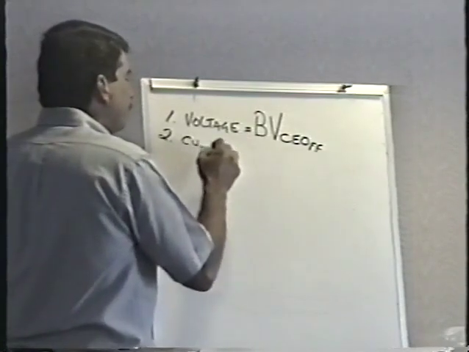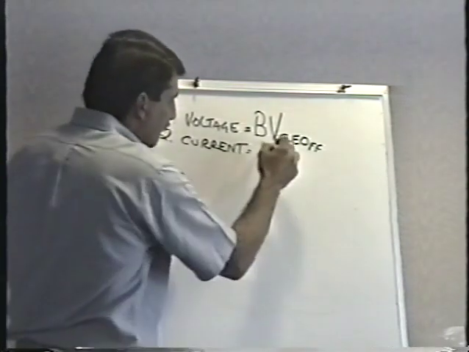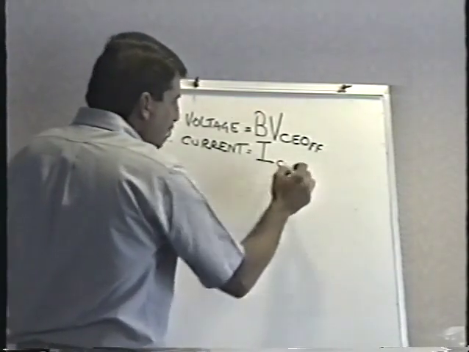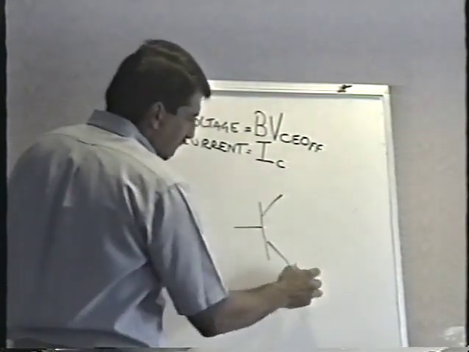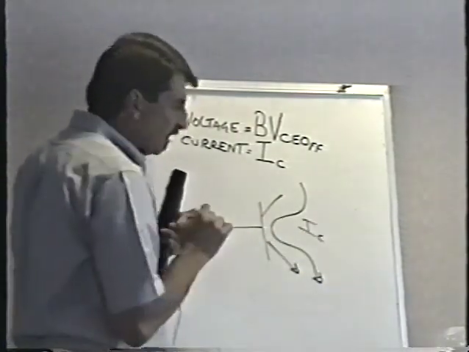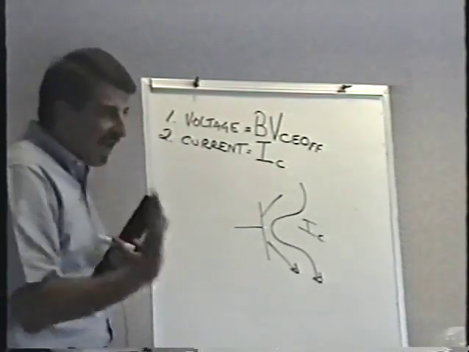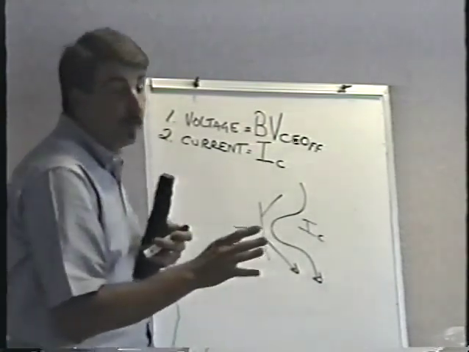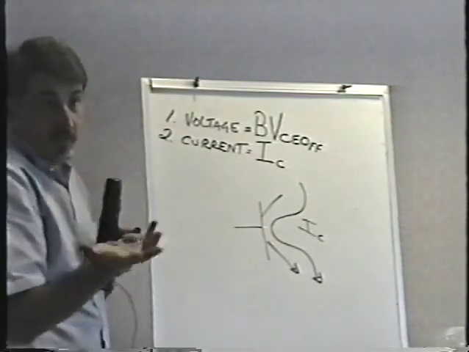Number 2, current. Remember, we use the letter I for current. In this case, it's called I sub C, the collector current. That's what they call the main current flow in a transistor. The current that flows from collector to emitter is called I sub C, the collector current. The current rating of a transistor is exactly the same as a diode. It's the maximum amount of current that you can put through the transistor from collector to emitter without it burning up. And of course, physically, the larger it is, the more current it can handle.